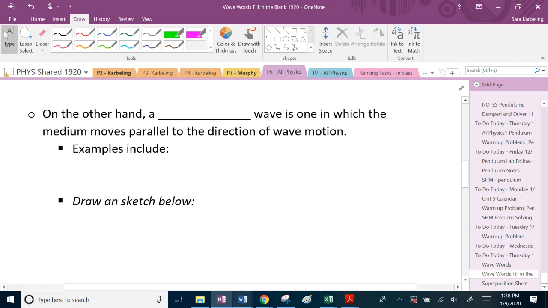On the other hand, what's the other kind? What kind of wave moves such that the medium moves parallel to the direction of motion? Anybody get that one figured out? Longitudinal.